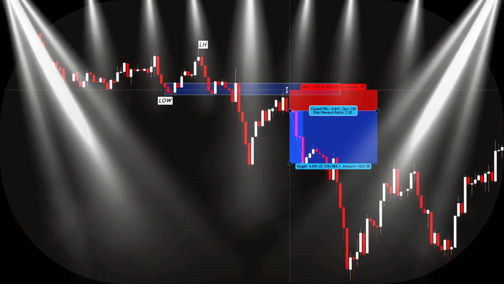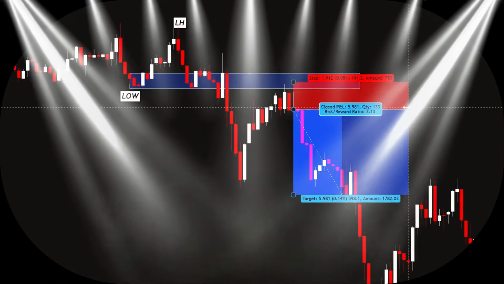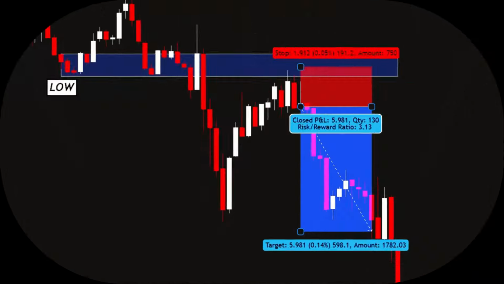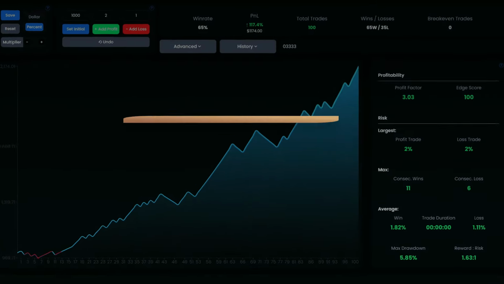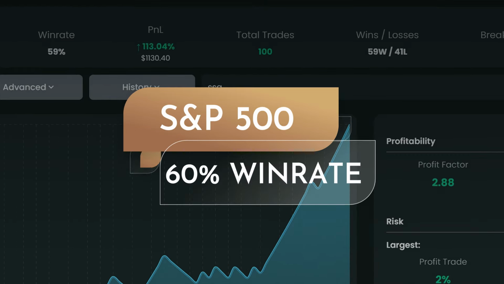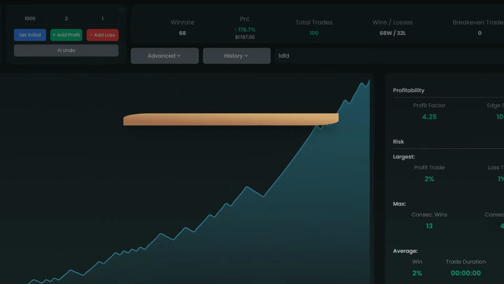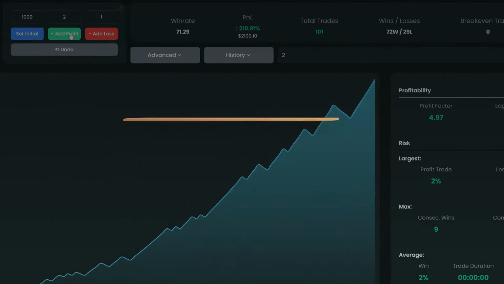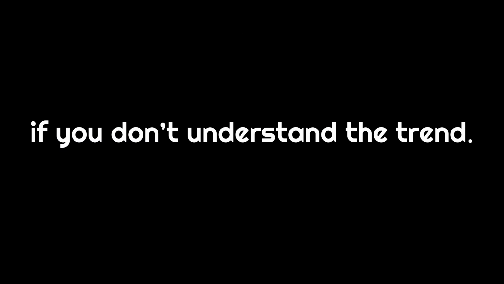Look at this, pure price action scalping with no indicators, no complicated tools. In a hypothetical backtest, gold showed about a 65% win rate, S&P 500 around 60%, Tesla 68%, and Bitcoin 72%. But here's the thing, even the best setups will fail if you don't understand the trend.